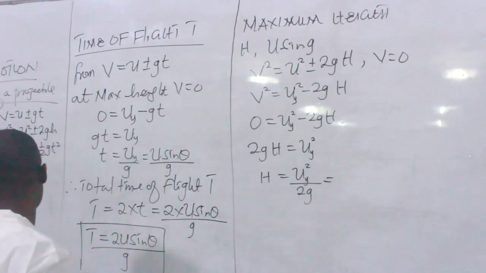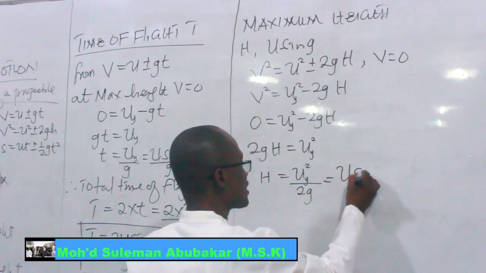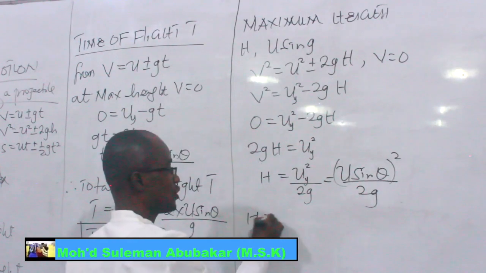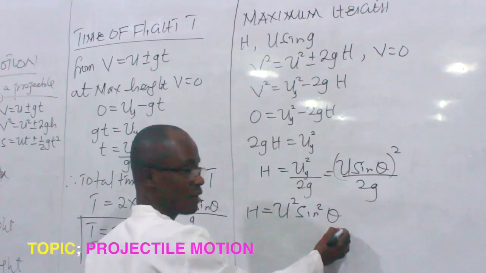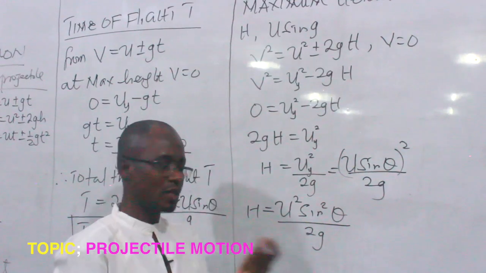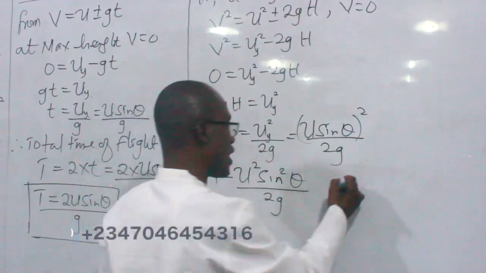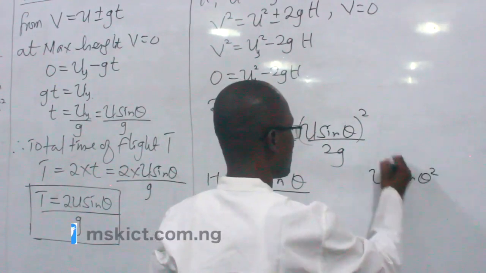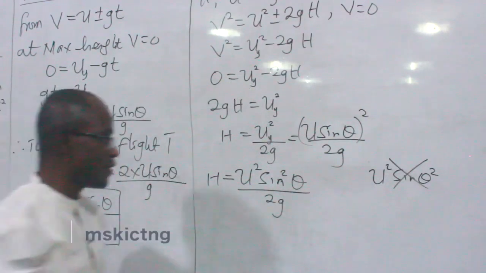Then we now consider the vertical component of the velocity. Uy equals U sine theta, so we have Uy equals U sine theta over 2G, but all squared. So H will then be equal to U squared sine square theta all divided by 2G. Not sine theta squared, but sine square theta, simply because theta is under the function of sine. Some students will write it this way, U squared sine theta squared. This is wrong. It's U squared sine square theta, simply because theta is under the function of sine.